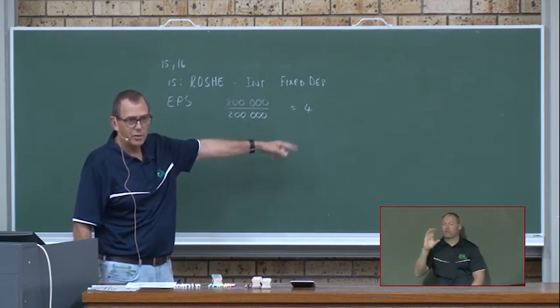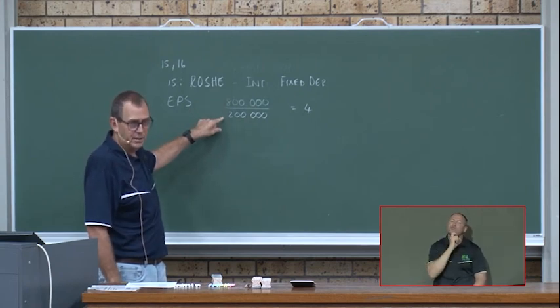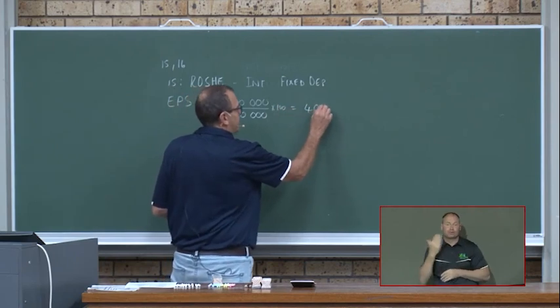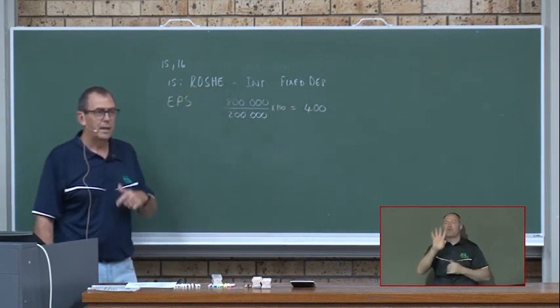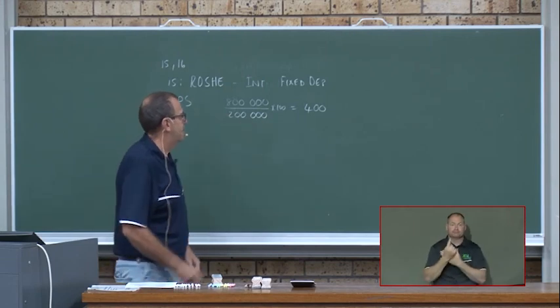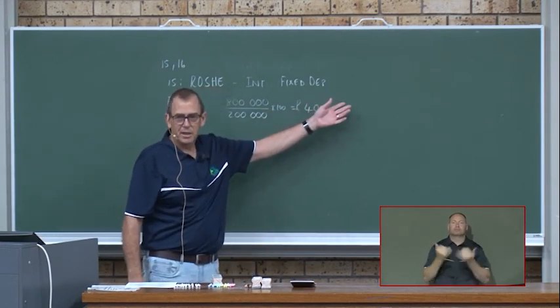That's rand, because you took the rand figure and divided by the number of shares. If you want the cents, we have to multiply by 100, and then you get 400. Now again, what happened last year? The learners did this, and then they did this. And immediately, they lost that mark.